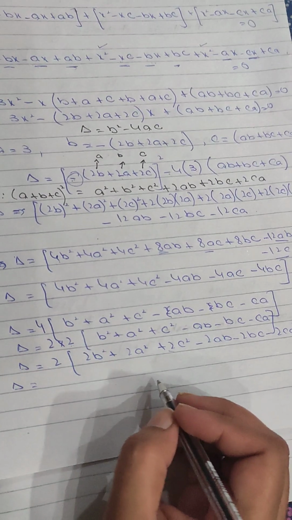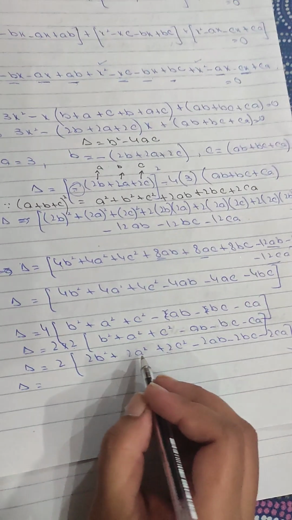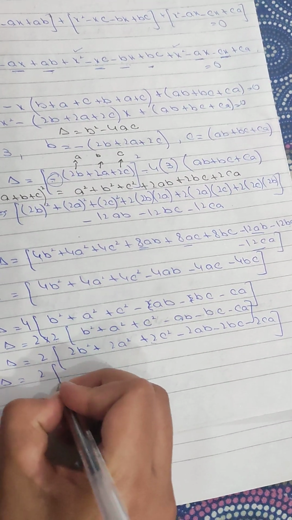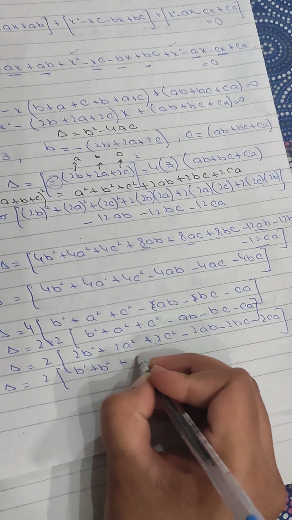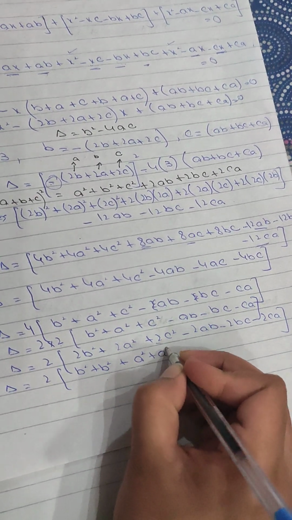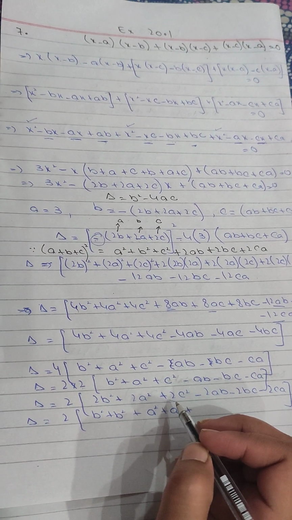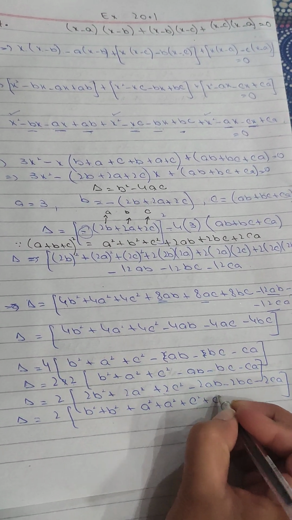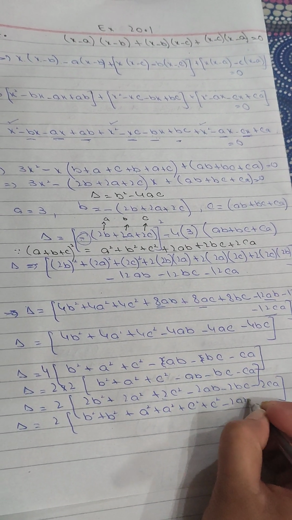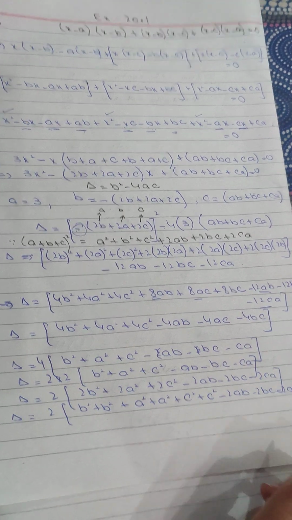But the formula is a square plus b square minus 2ab, whereas here it is written 2b square plus 2a square. So again we have to split it into b square plus b square. Similarly, a square will be written as a square plus a square. Similarly, 2c square will be c square plus c square, minus 2ab minus 2bc and minus 2ca. This question is very lengthy.